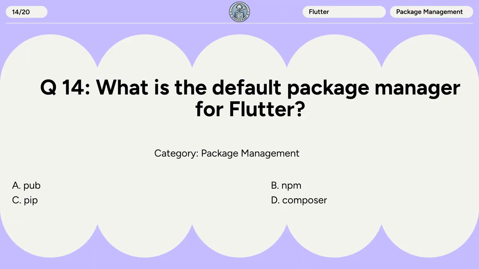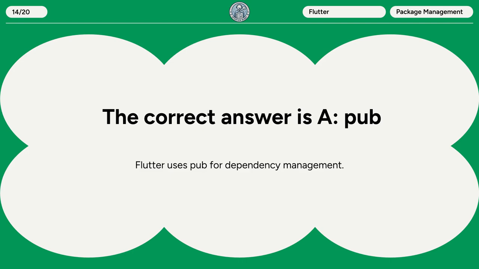Question 14. What is the default package manager for Flutter? A. Pub. B. NPM. C. Pip. D. Composer. The correct answer is A. Pub. Flutter uses Pub for dependency management.